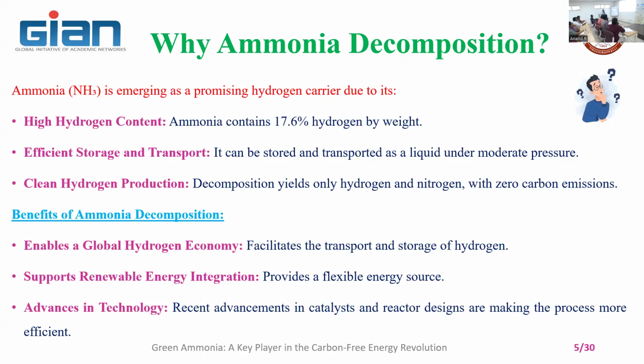Ammonia is emerging as a promising hydrogen carrier due to the following advantages. Ammonia contains 17.6% hydrogen by weight, so it allows efficient storage. Compared with storing hydrogen in metal hydride, solid-state storage, you can store it in gaseous form or in liquid form. But in ammonia, there is about 17.6% hydrogen.